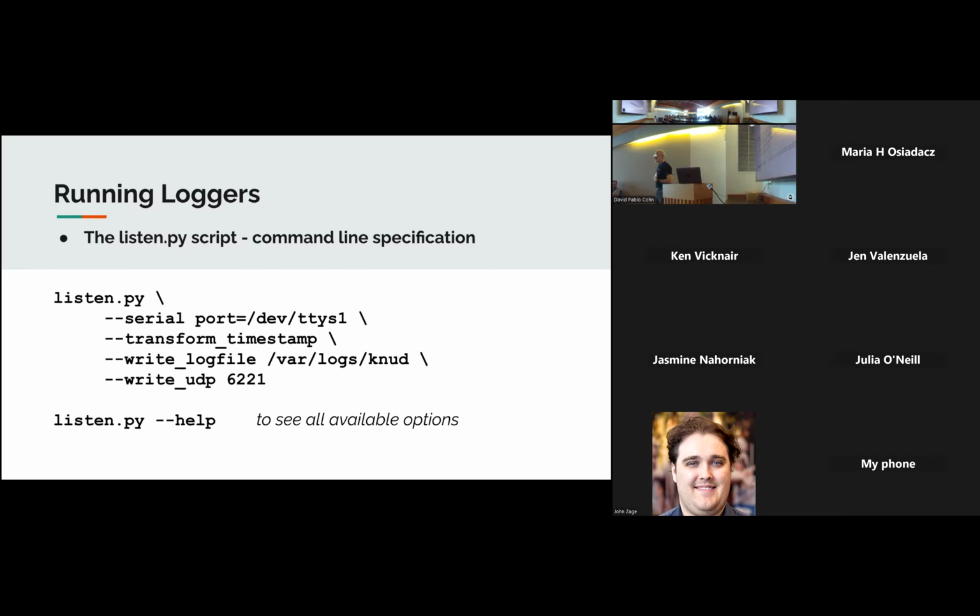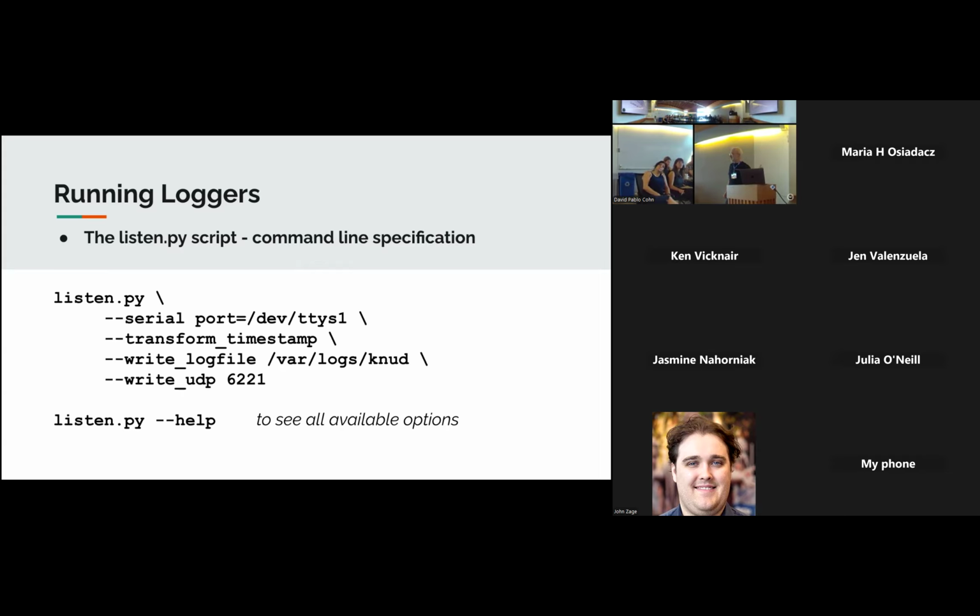There is, however, if you don't want to be writing code all of the time, this thing called the listener, which is a wraparound Python script. You give it command line arguments, and it cobbles these things together and runs them. So here is a similar logger from the listener. Listen, serial reader, tell the port, timestamp transform, write the log file. Oh, this one also sends the records off to UDP. So you grab the code, you run that, you've got loggers going.